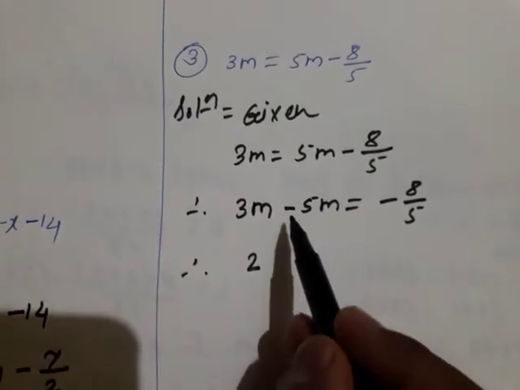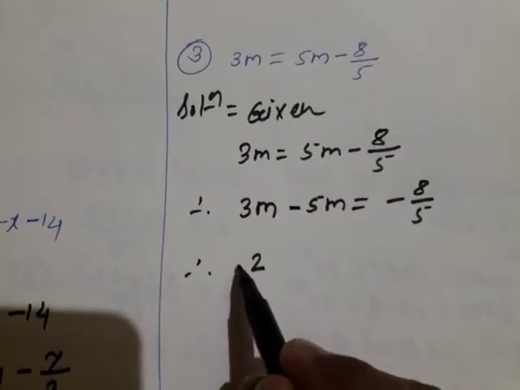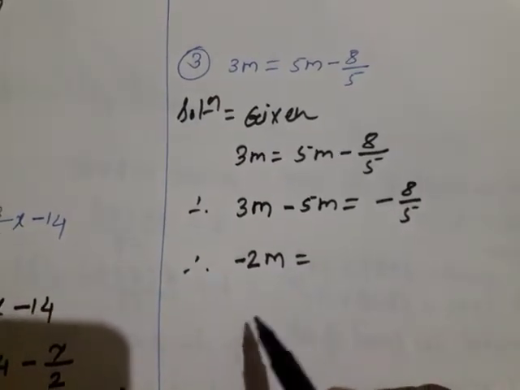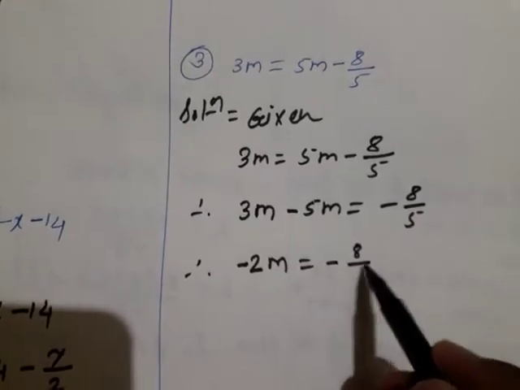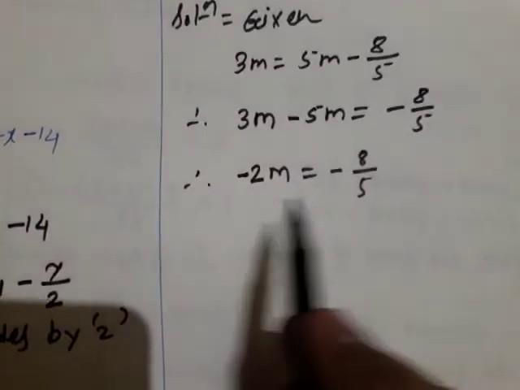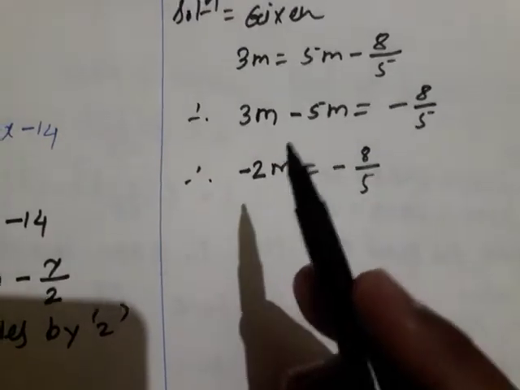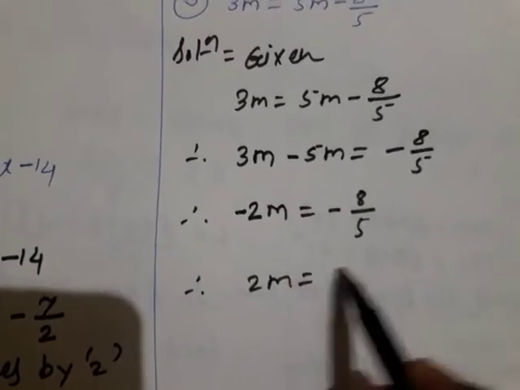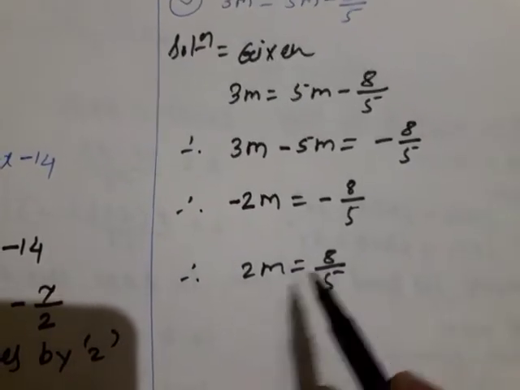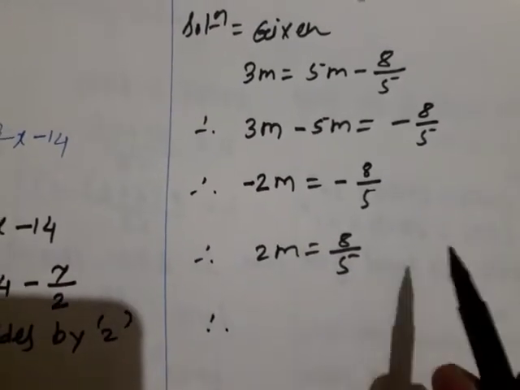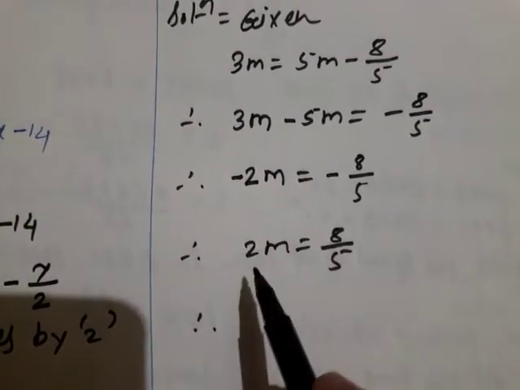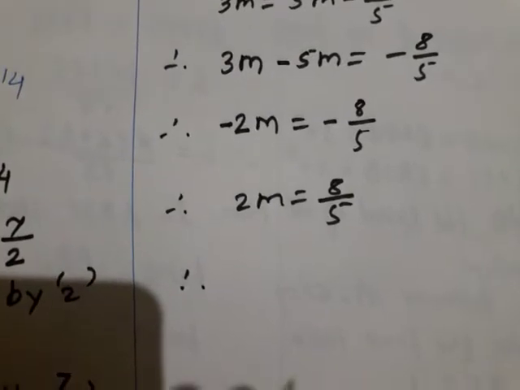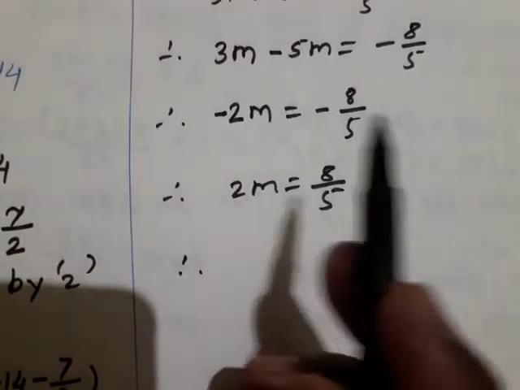Which is the greater number? 5. What is its sign? Minus, so minus 2. And which variable is there? m. Got the idea? Minus 8 divided by 5. If such a situation is there, where minus sign is on both sides, then both minus signs will get eliminated. So what will remain? 2m is equal to 8 divided by 5. I want to find out m. Now I am going to transfer this 2 to the RHS. Look here, I want to find out the value of m. That's why I am going to transfer this 2 to the RHS.